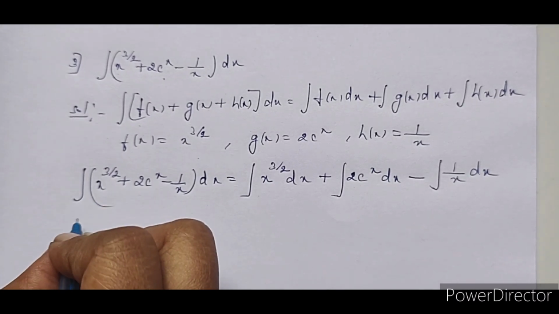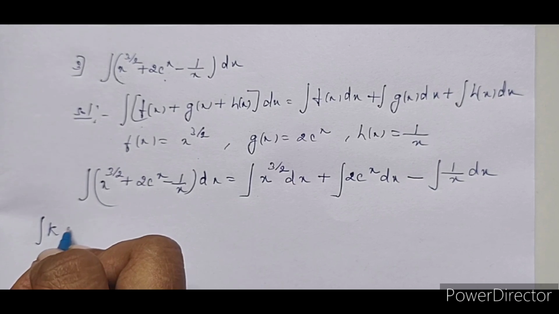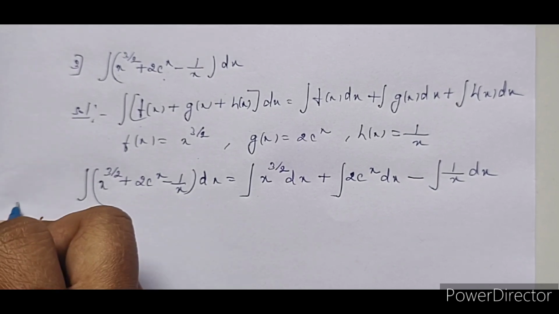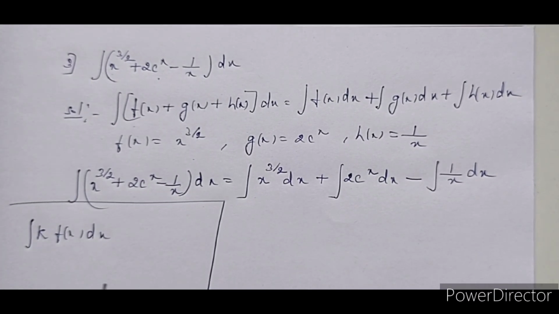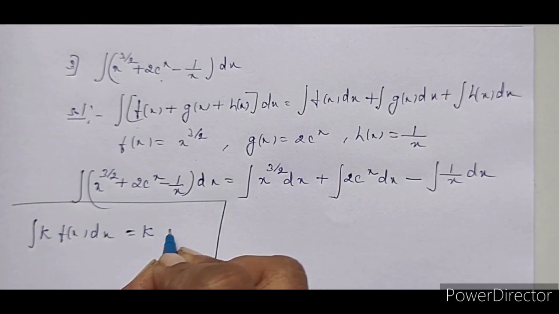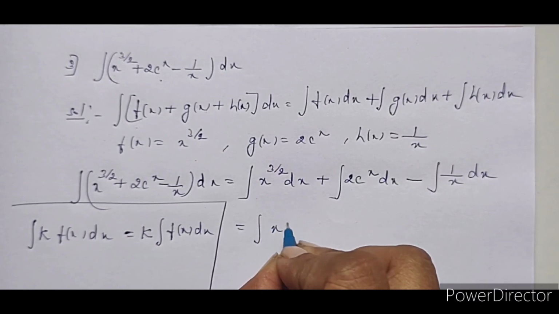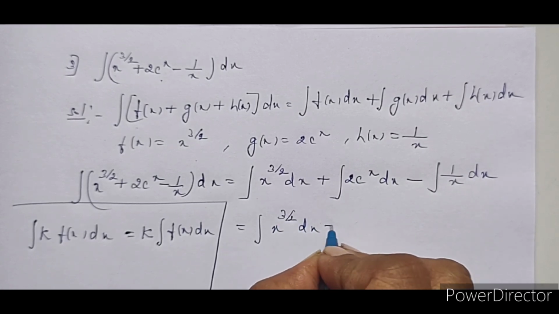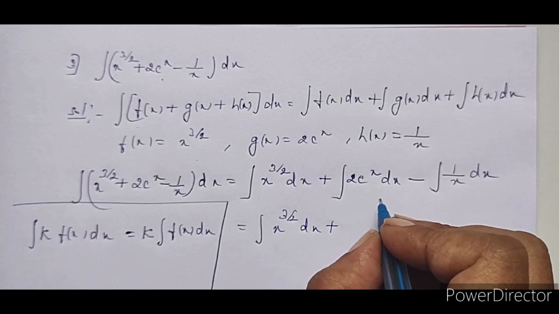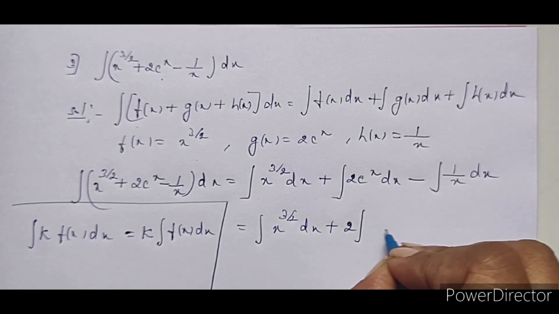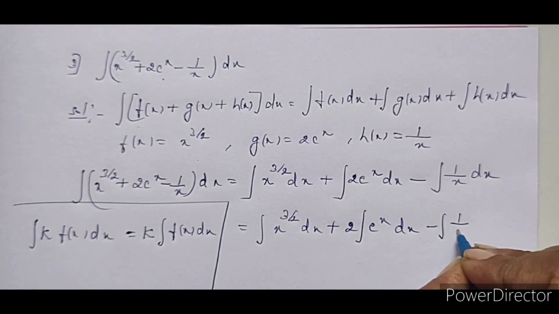Okay, so we also know that for the integration of k into f of x dx, where k is some constant, we take that constant outside the integral and integrate the function. So therefore integration of x to the power of 3 by 2 dx plus, here 2 is a constant and e to the power of x is the function which has to be integrated, so we can take 2 outside the integral and write 2 into integration of e to the power of x dx minus integration of 1 by x dx.